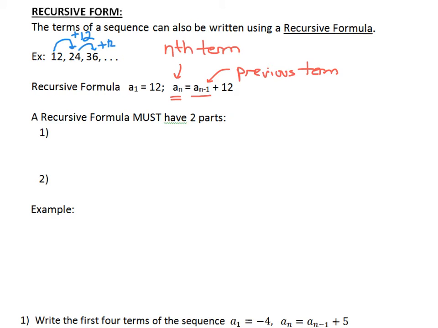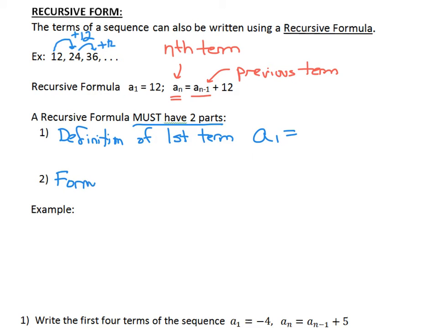So you'll notice that a recursive formula must have two parts to it. What are the two parts that we have to have? We have to have a definition of the first term. I can't do anything unless I first know where my starting point is. So I'm always going to have to be given a sub 1. The second thing I have to be given is a formula to find the next terms. Or I might write this as the formula to find the nth term in terms of a previous term.